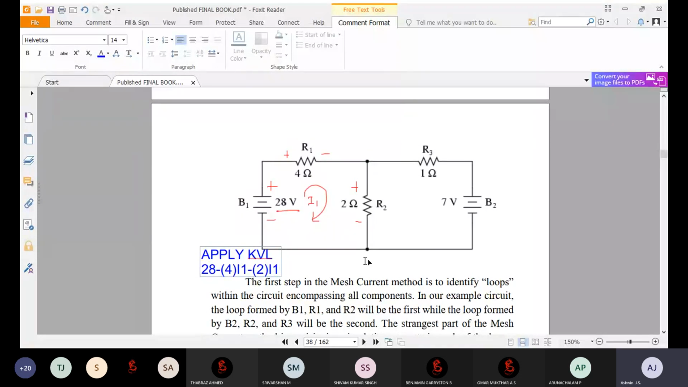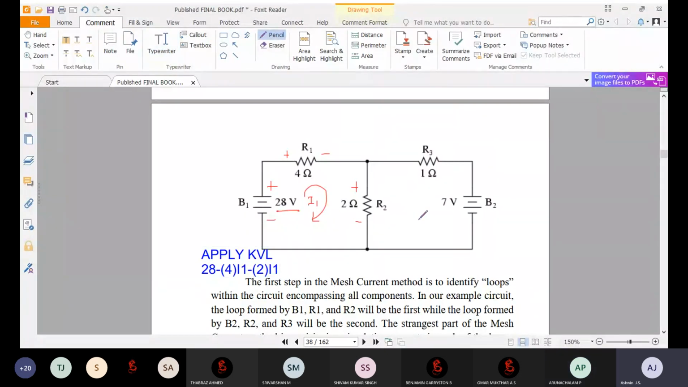Okay, and the problem is, look at that, there is a two node available here also. The current will flow in this direction. Oh my god. First find loop 1 and then loop 2. Okay. Why? Because here also you have to represent the current I2.